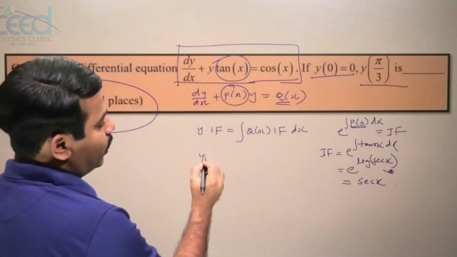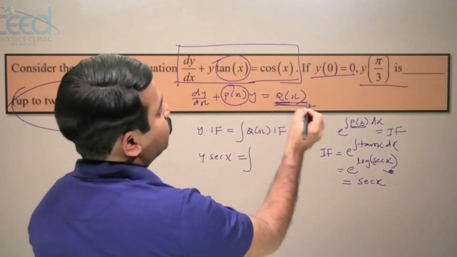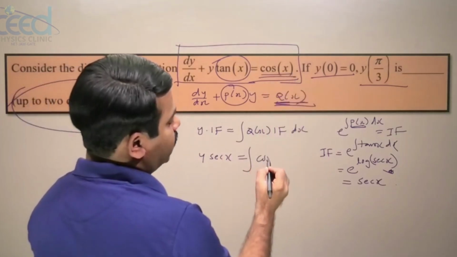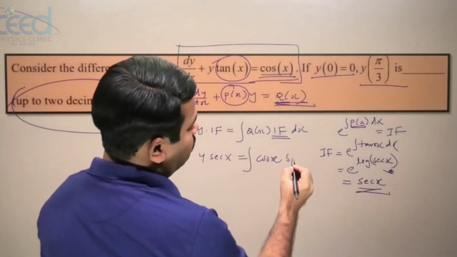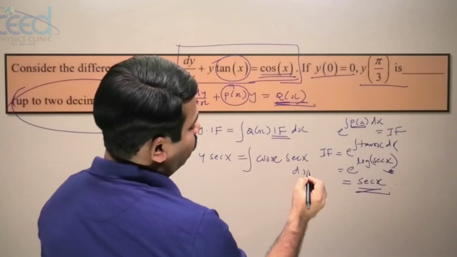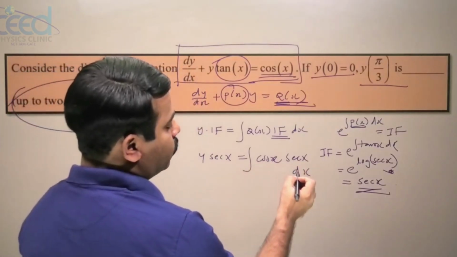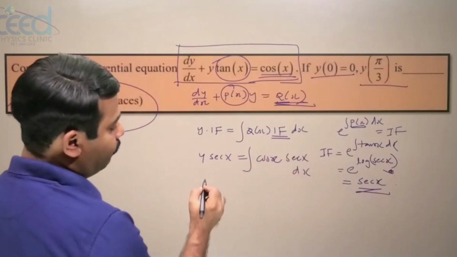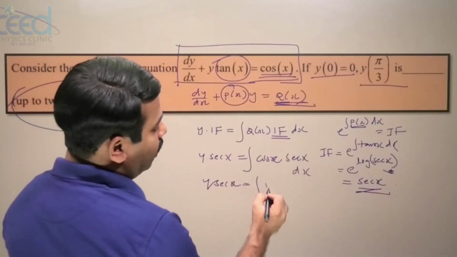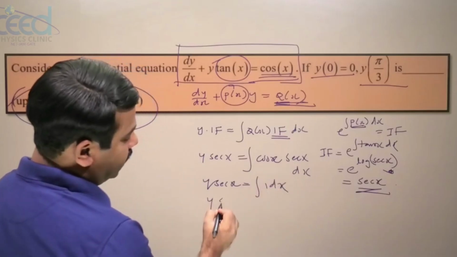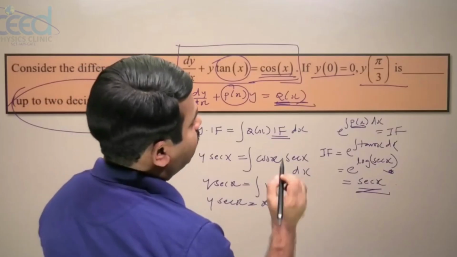Then y sec x is equal to the integral of q(x), that is cos x, times the integrating factor sec x, dx. Now sec x is 1 by cos x, so they cancel, leaving 1 only. Then y sec x is equal to the integral of 1 dx, so y sec x is equal to x plus c.